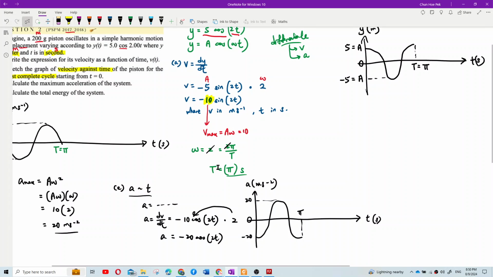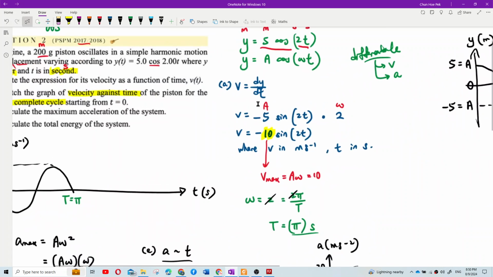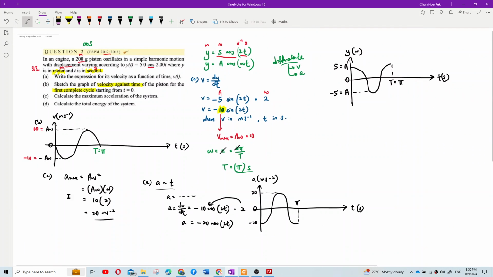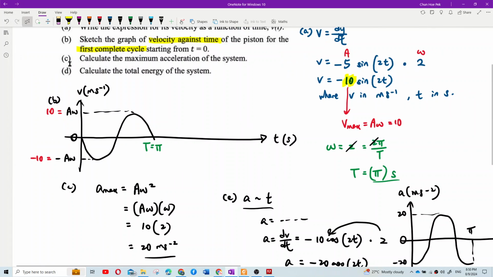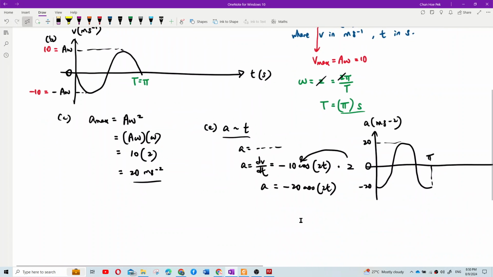For this question, y is a cos equation instead of a sin equation. We usually have sin omega t, but this uses cos omega t. So all these graphs change. The velocity equation changes, the acceleration equation changes, and all the graphs change. Understand? So you must be careful with this type of question. Question C, maximum acceleration, we already found it just now. This is the maximum acceleration.